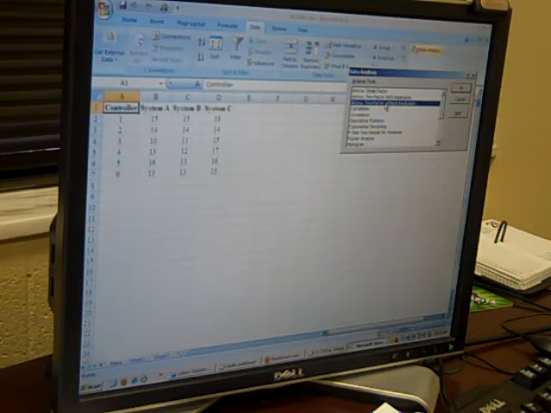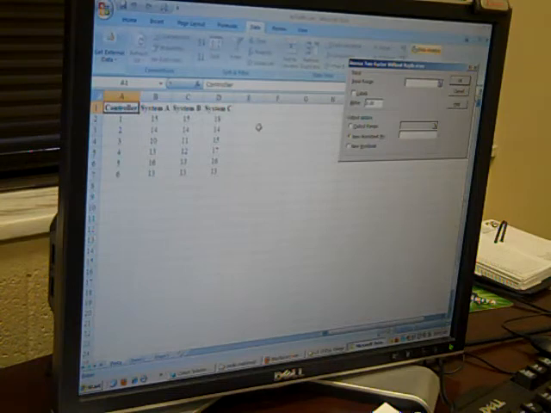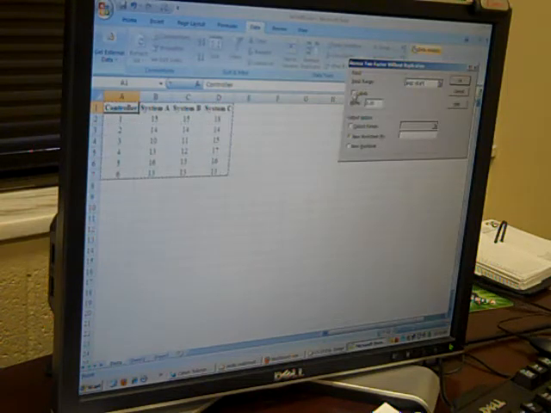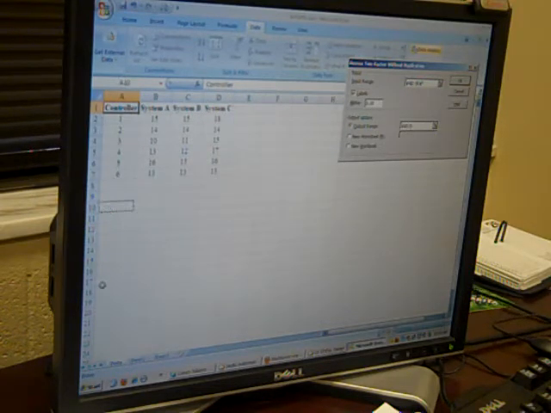Let's go to this one without replication, hit OK, and it's going to give you the input range, and the input range is all this. They have labels both on the top and on the side. This is the label for the controller, this is the label for the system. You're going to get alpha 0.05, and you are going to set your output range probably here.